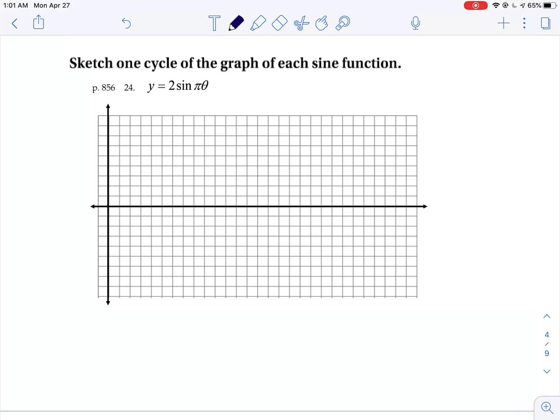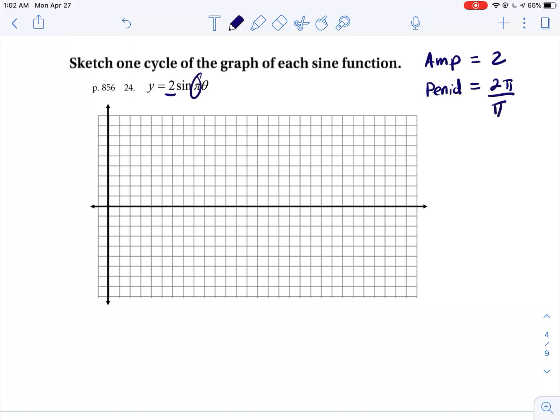Sketch one cycle of the graph of each sine function. So we're looking at page 856, number 24. We have y is equal to 2 sine pi theta. So we need to know our amplitude and our period in order to do anything. Well, my amplitude is 2.